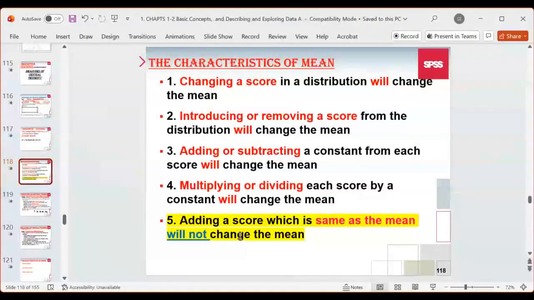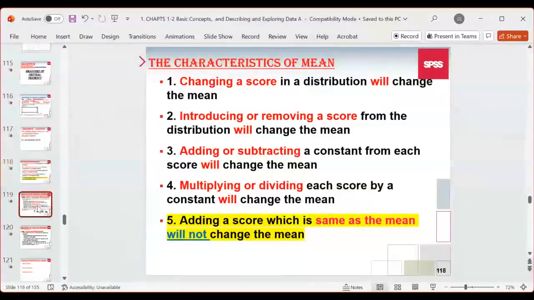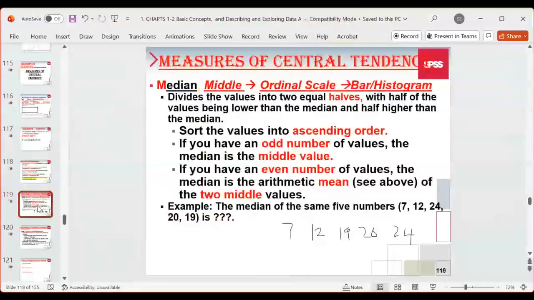And this characteristic of the mean, just in general, whatever you do, the mean will be this. The mean will change. If you change any of these numbers, the mean will change, except if you add another number which is the same as the mean, which is 8. So if you add another 8 and another 8 and another 8, still your mean will be 8. That's what these are saying. But anything else will change it.